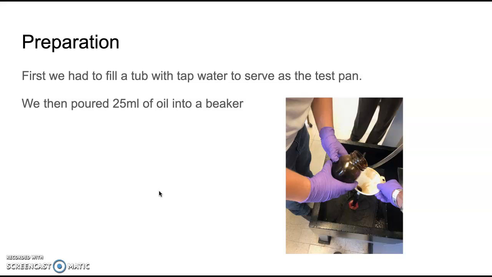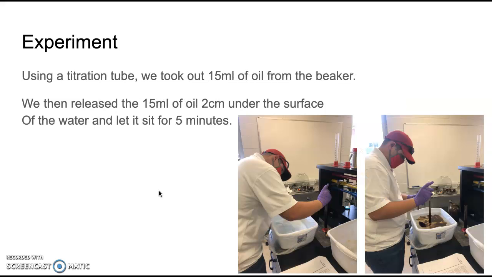This is just a test to see how contaminated the water is with oil. So in preparation, first we have to fill a tub with water, and this serves as our test pan. So this is our platform for our test, I guess we can say. We then pour 25 milliliters of oil into a beaker. And then once we did that with the beaker, for this experiment, we used a titration tube. We took out 15 milliliters of oil from the beaker.